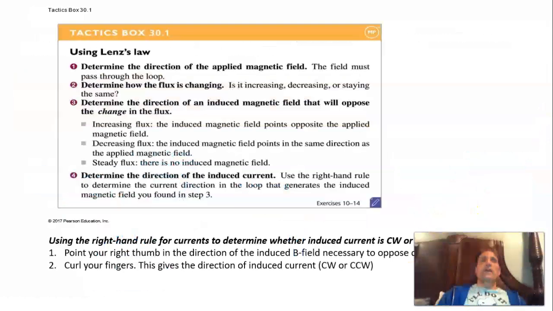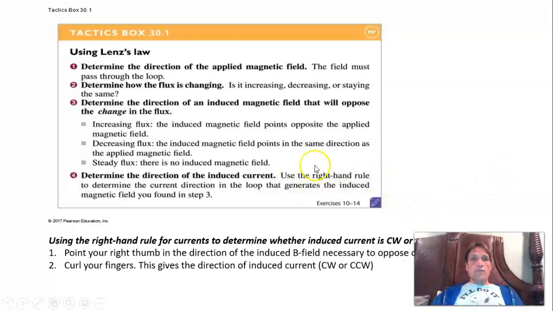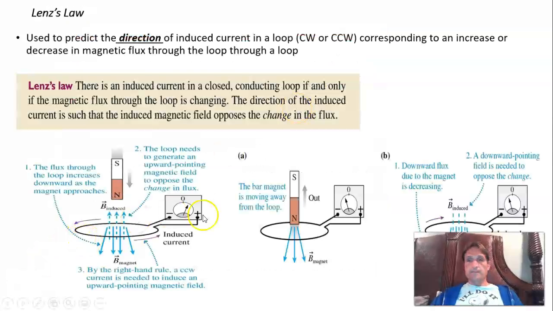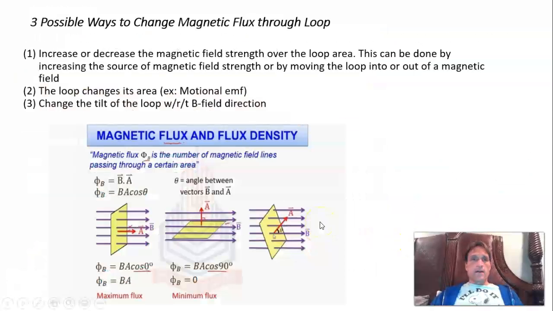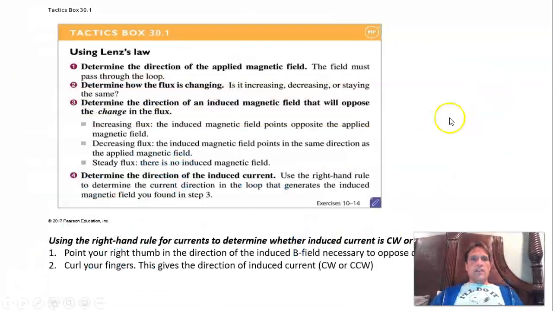And so in summary, Lenz's law, to get the direction of the current, you first have to know the direction of the applied field going through the loop, and it was downward here and downward here. Then you determine if the flux is changing. If the flux is increasing, the induced magnetic field points opposite the applied field to counteract it. If the flux is decreasing, the induced magnetic field points in the same direction.